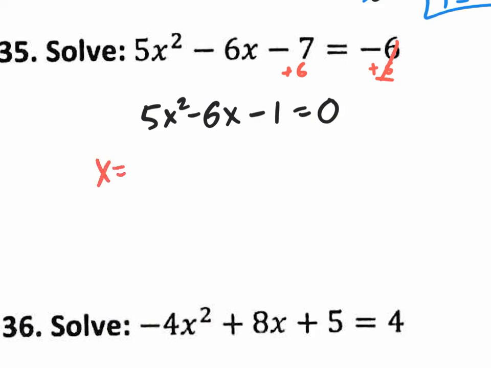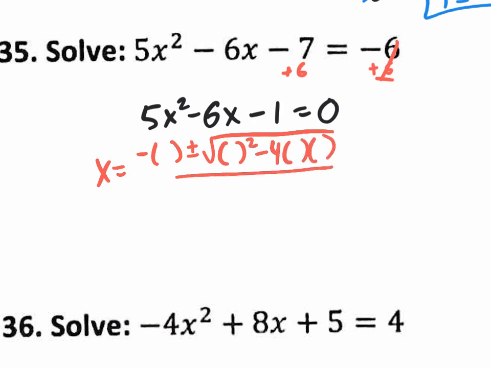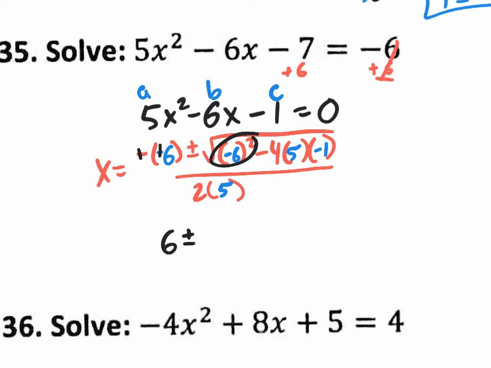x equals negative b plus or minus the square root of b squared minus 4 times a times c, all divided by 2 times a. Where the a value is 5, the b value is negative 6, the c value is negative 1. So you have a negative 6 right here, a negative 6 right there, a value of 5, negative 1, a value of 5. So we really have a positive 6 plus or minus. This is 36. 4 times 5 is 20 times 1 is 20, and a negative times a negative is a positive. So you really have 36 plus 20.